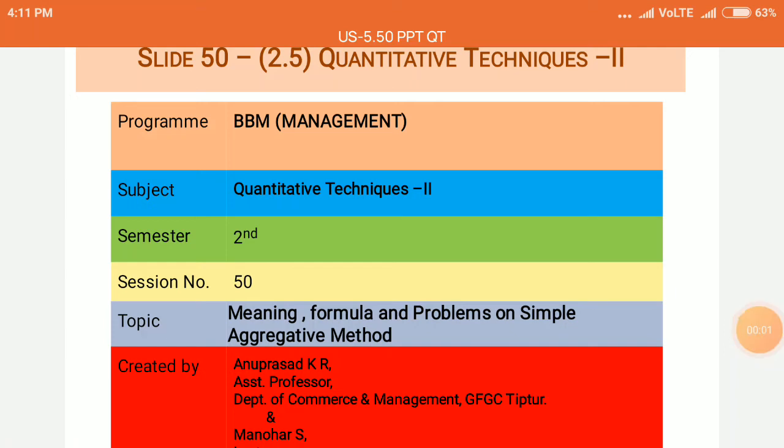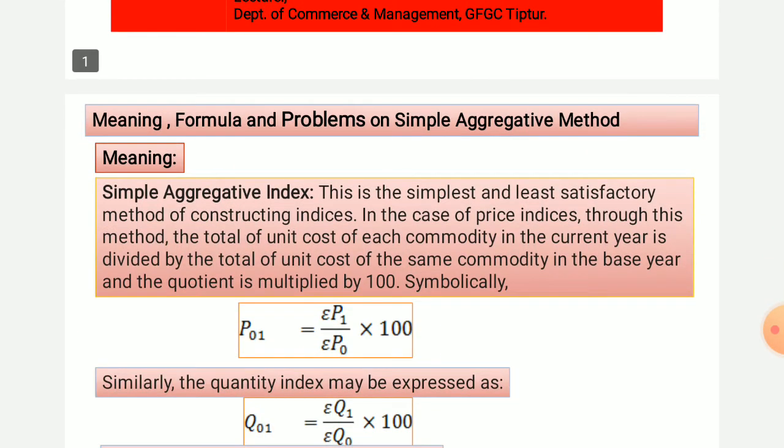Now solving problems on different types or different methods of index numbers. Now, simple aggregative index method. This is the simplest and least satisfactory method of constructing indices or index numbers.